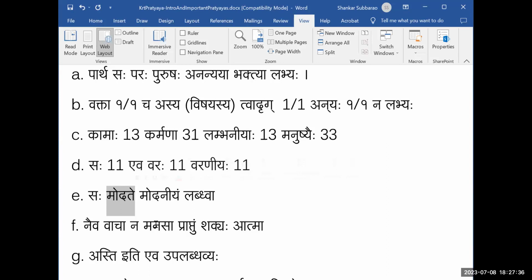Will be happy? No. Is. Rejoices. To rejoice. Modate. Kaha modate? Saha modate. Okay. Katham modate? Modaniyam labdhva. Good. So now what does modaniyam mean? What makes the pleasure, the cause of the pleasure, the object of the pleasure? Modaniyam. Correct. That which will make you happy. Modaniya is an object which will make you happy.